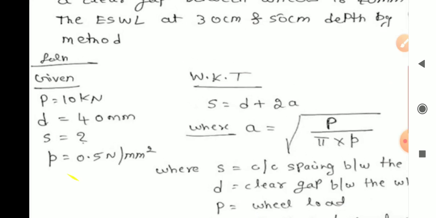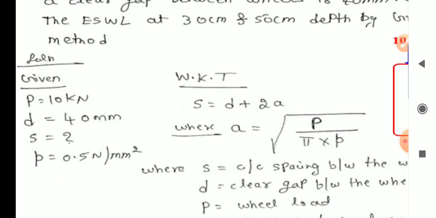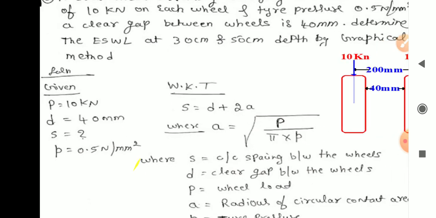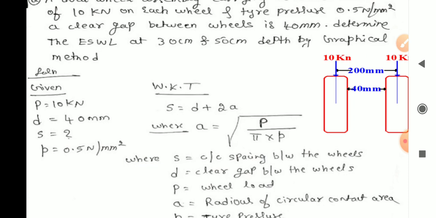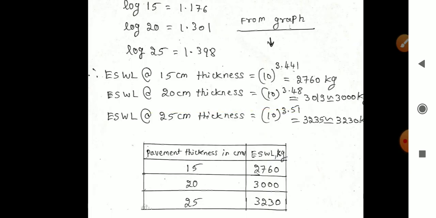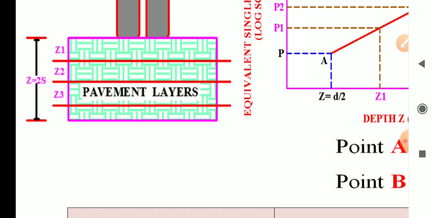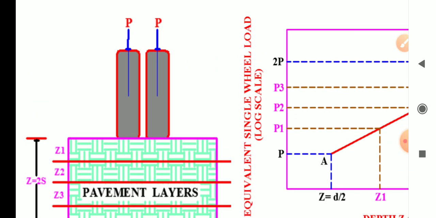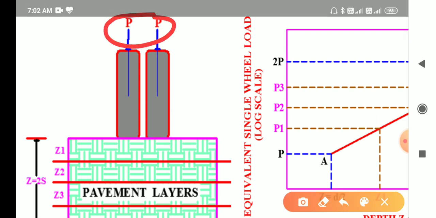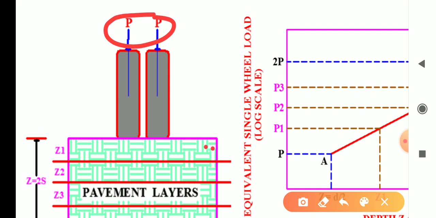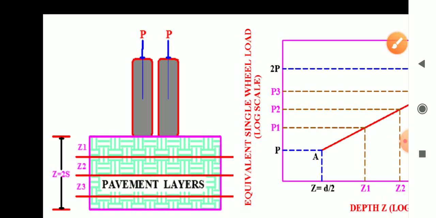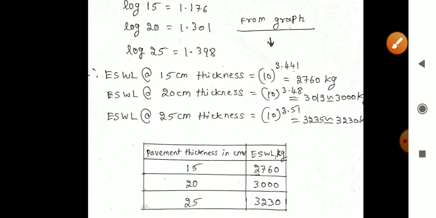So P is given 10 kilonewton, D is given 40 mm, and tire pressure is given, that is small p, 0.5 Newton per mm square. At the bottom of the pavement, 30 centimeter and 50 centimeter, how much ESWL is asked. So P is given 10 kilonewton, in that problem both should be taken as 10 kilonewton. Here Z1 is equal to 30, Z2 is equal to 50, and we have to find the ESWL for them.